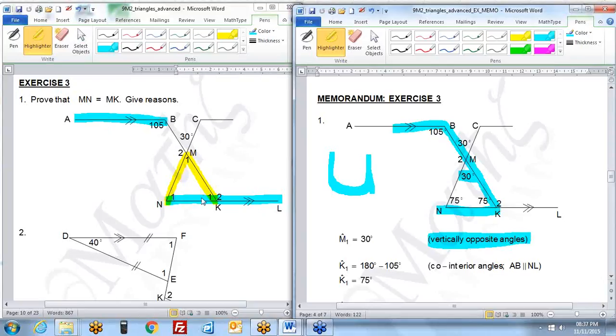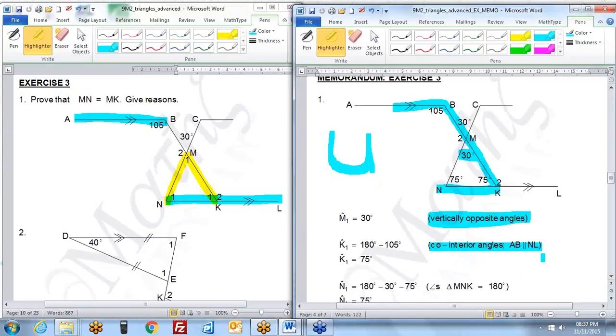And the reason why you can use co-interior angles being supplementary is because AB is parallel to NL. So look at your reason. Co-interior angles, AB equals NL. So line AB is parallel to line NL. So now you have your 75 degrees there because 105 plus 75 degrees gives me 180 degrees, and co-interior angles that are supplementary will add up to 180 degrees. So therefore K1 equals 75 degrees.